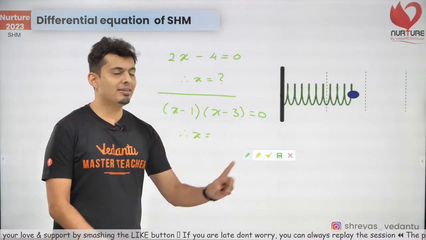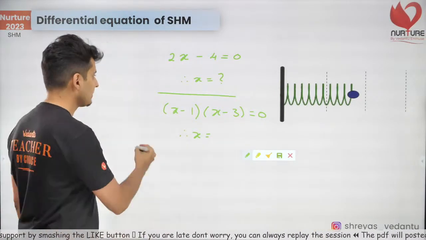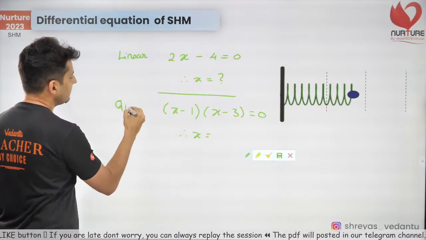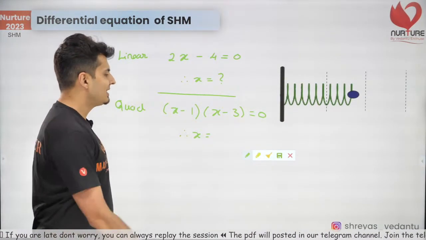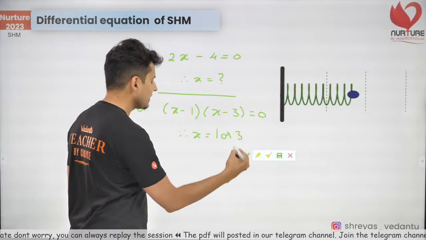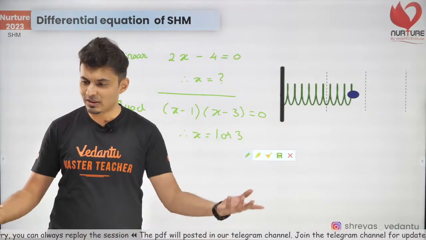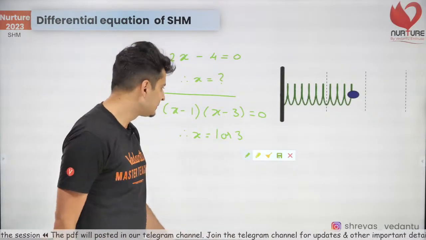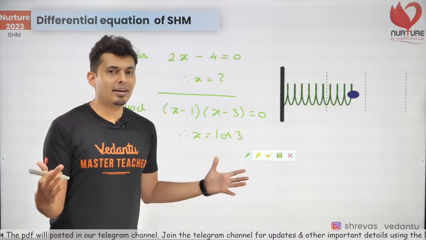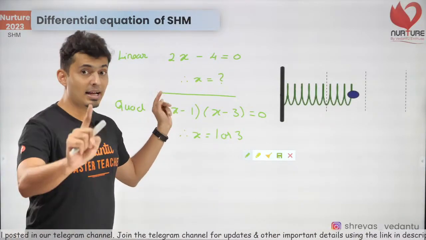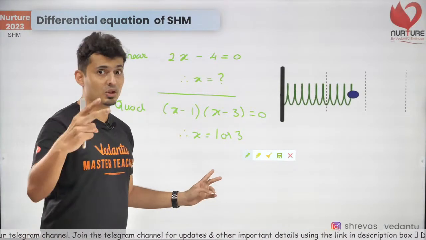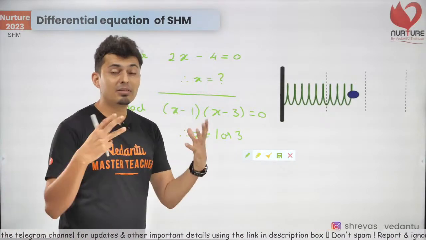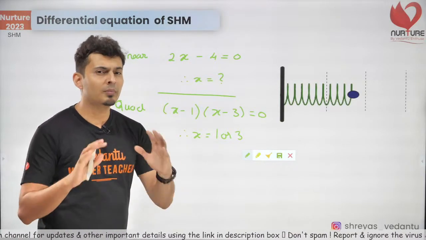(x minus 1)(x minus 3) is equal to 0. It's a quadratic equation. This was, by the way, a linear equation. This is nothing but a quadratic equation. So obviously x is equal to 1 or x is equal to 3. Perfect. 1 or 3, looks like my warriors are very smart. Now you get the idea that a linear equation has one solution, a quadratic equation has two solutions, a third order equation might have 3 solutions, and so on and so forth.